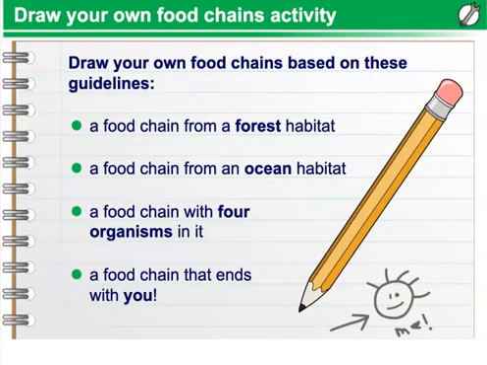So consider the following activity. Draw your own food chains based on these guidelines. Have a food chain from a forest habitat, or a food chain from an ocean habitat. Make sure to include only 4 organisms in it. And then add yourself as the end of this particular food chain.